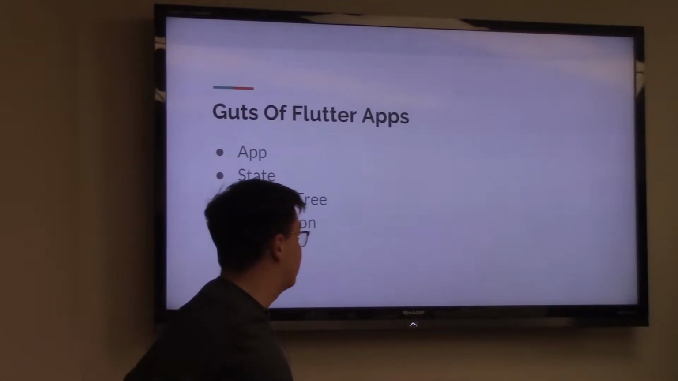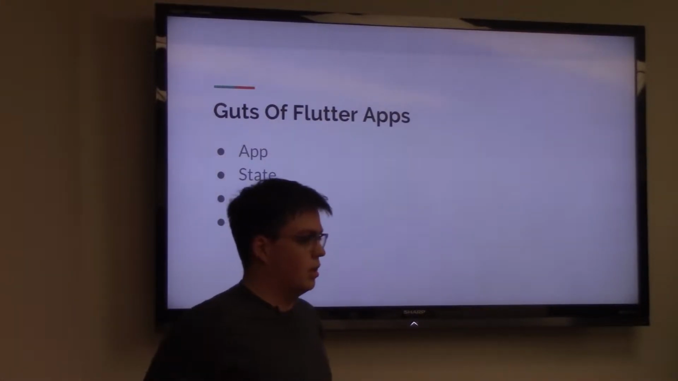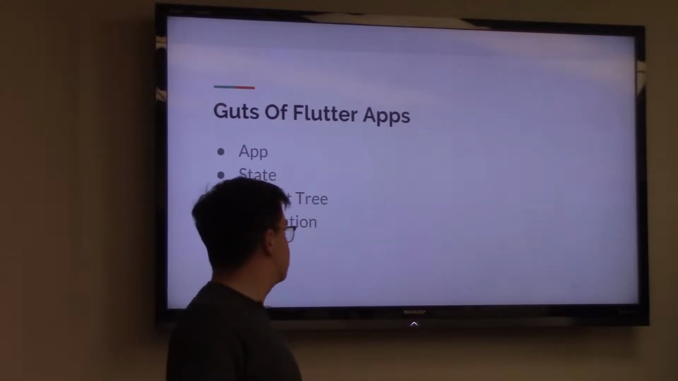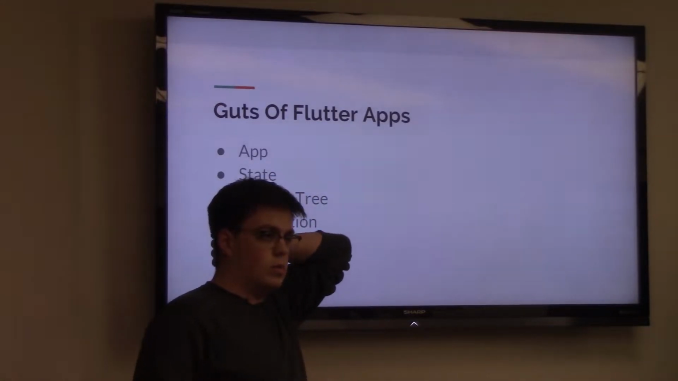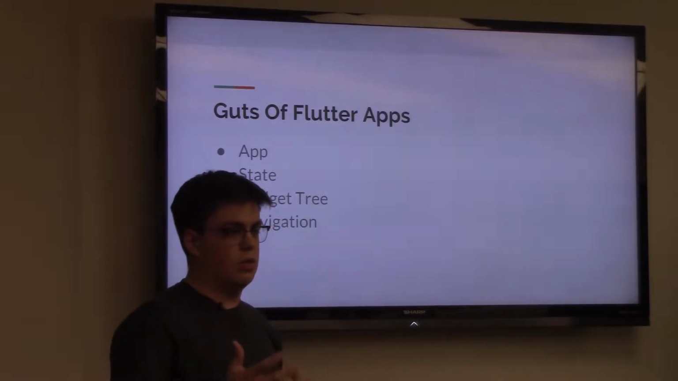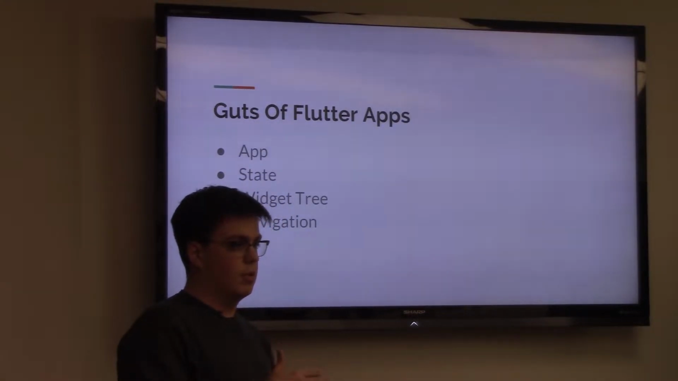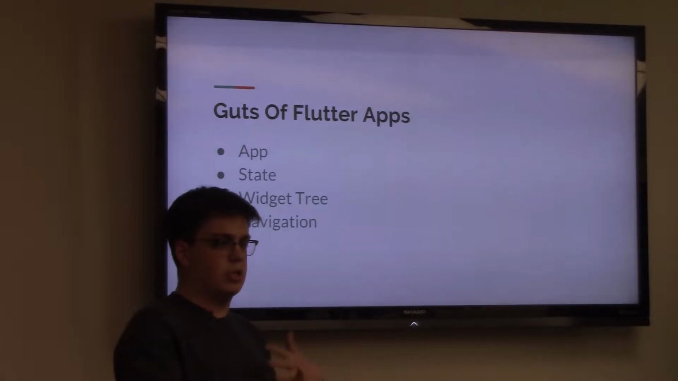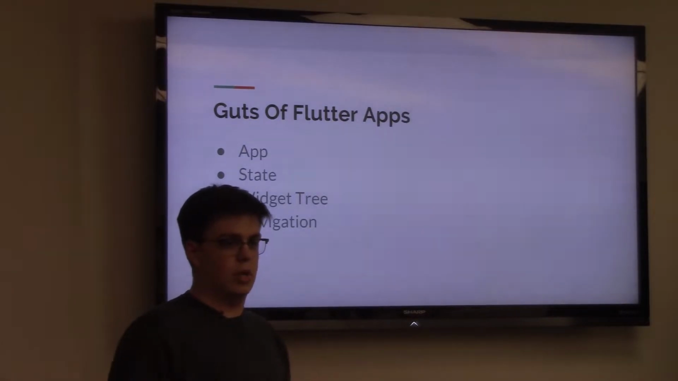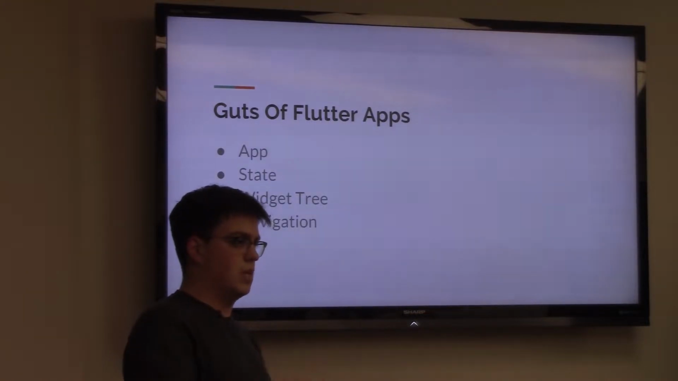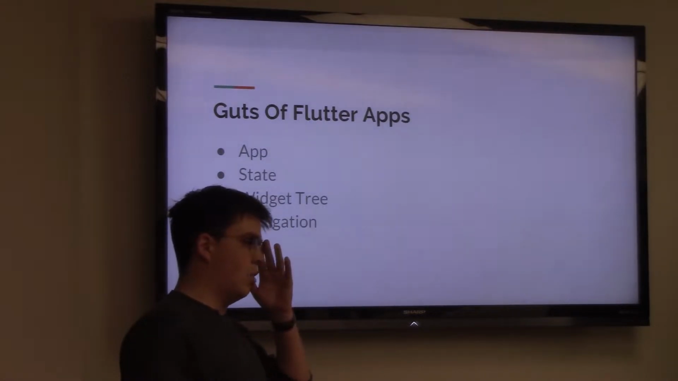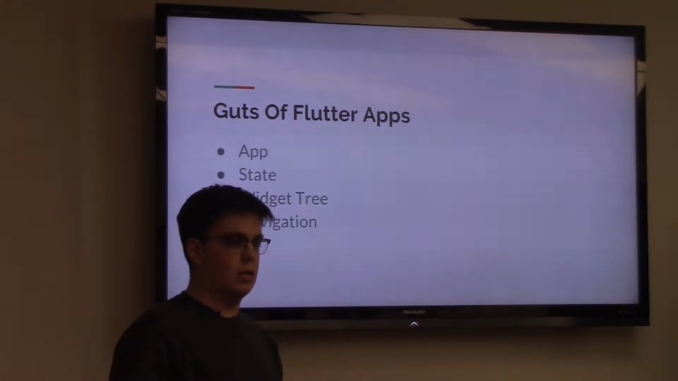Flutter is made up of some key components. The main two are state and the widget tree. State is the data your app takes in and actually uses to display information. It's like posts on a social media app, images, those kinds of things. And then the widget tree is how all of that state is represented.